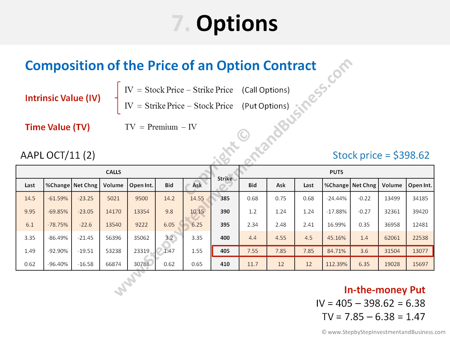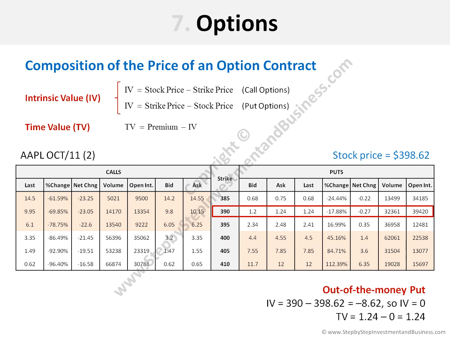The difference between 405 and 398.62 is 6.38. Therefore, the time value is the premium, which in this case is given by the last, that is 7.85, minus 6.38, which is the intrinsic value calculated above. So, the time value is 1.47. This means that the put option with a strike price of $405, whose premium is $7.85, has a component of $6.38 of intrinsic value and a component of $1.47 of time value.